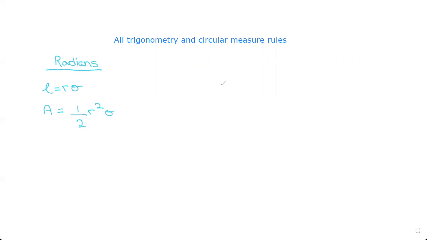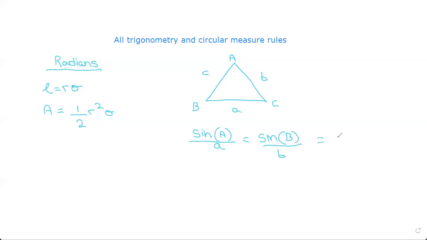Now let's look at the sine rule. If we have a triangle like this, this is A, this is B, and this is C. Small a, small b, and small c. Then we have sine A by small a equals sine B by small b equals sine C by small c. So that's how easy it is. So this is the sine rule.